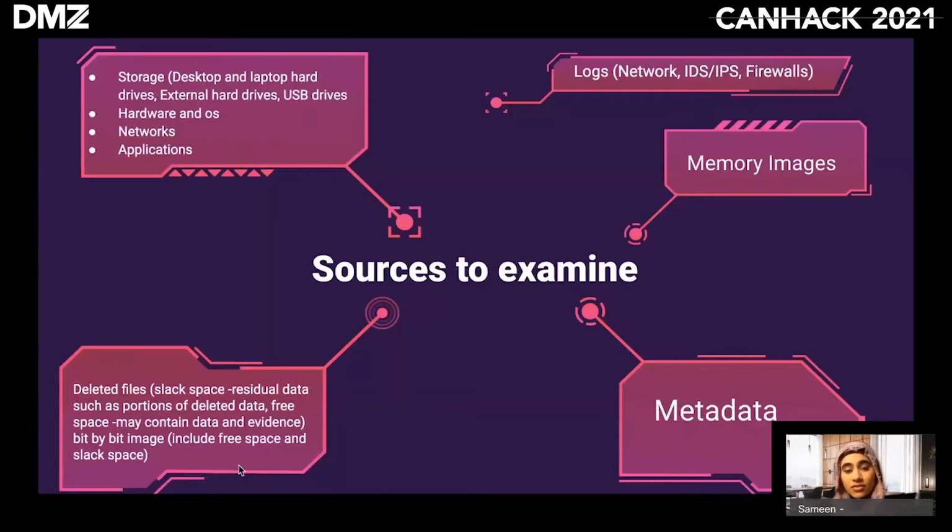We've got deleted files. Deleted files don't actually get deleted, because there's residual data of deleted data in what's known as slack space. And then that free space may contain data and evidence. That's why it's really important to do a bit by bit image, because the hard drive has slack space and free space, and when you do bit by bit, it captures all of that, which could have been missed if you didn't do a bit by bit image.